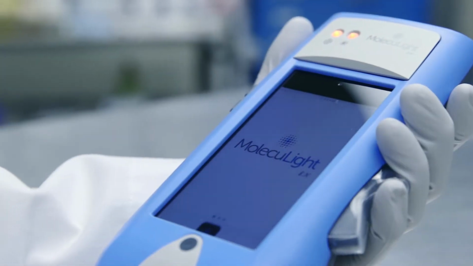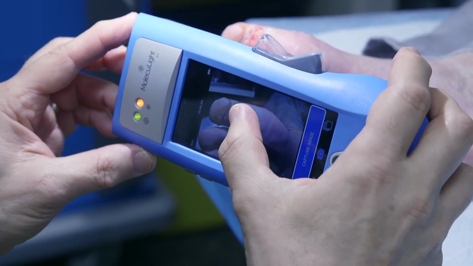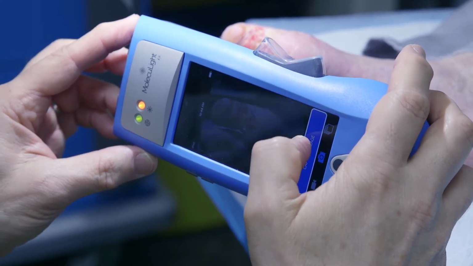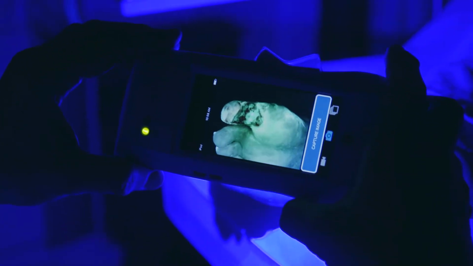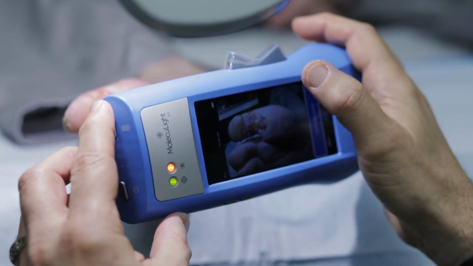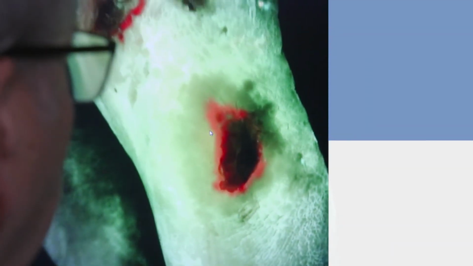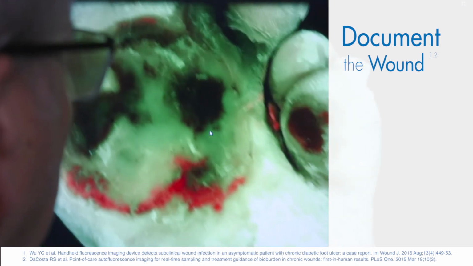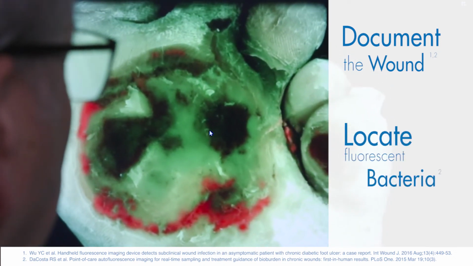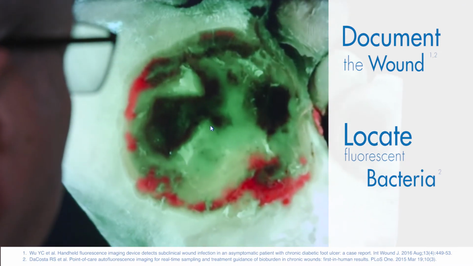It's a very simple camera that you can take a picture with and document the wound, and then you turn off the lights in the room, turn on the fluorescence, and you can see right away where there's fluorescence coming off that wound. The major benefits of the MolecuLight camera are that first, it photographs the wound, so you have documentation of the wound. Secondly, you identify where the bacteria is, and you start treatment early.